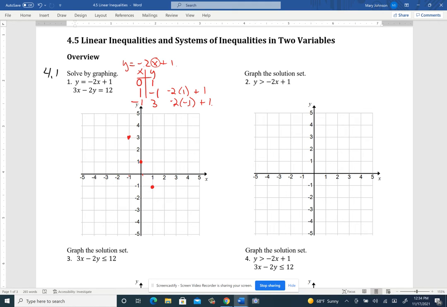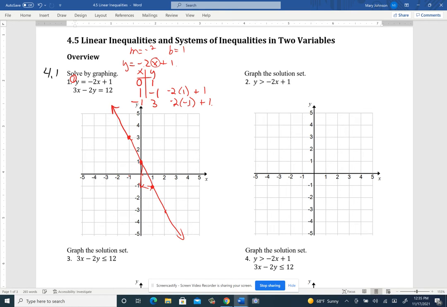Now, some of you learn to really like using the slope. So some of you would have graphed by saying the slope is negative 2 and the b value is 1, and just starting at 1 and going down 2 and to the right 1. That's an alternative way to graph, and that's just as good. Okay, so let me get this graphed. This is a 4.1 question, so we don't have to worry about that dash versus solid. You're just graphing the line, and that's the first line.